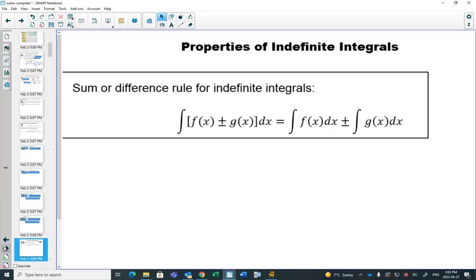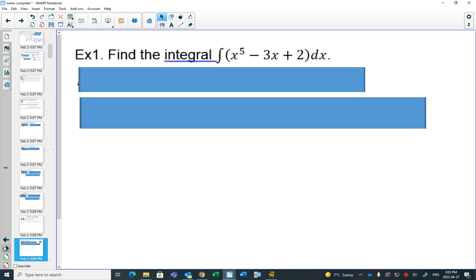So what does that mean for us? If you have something like this, I can find the integral of x to the 5 on its own. I can find the integral of the minus 3x on its own, and the integral of a 2 on its own.